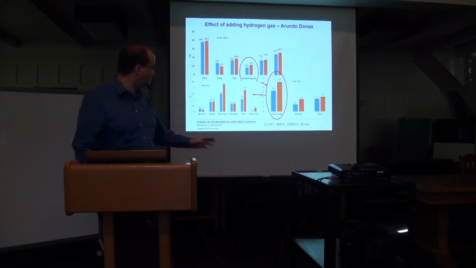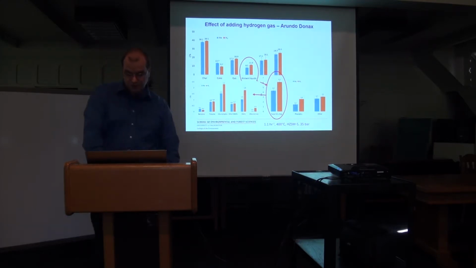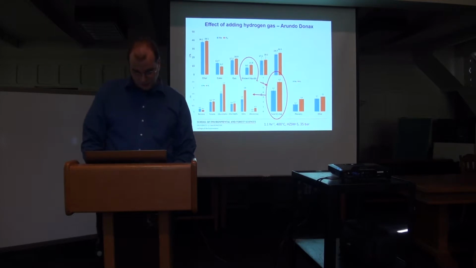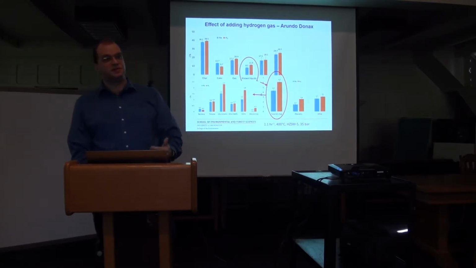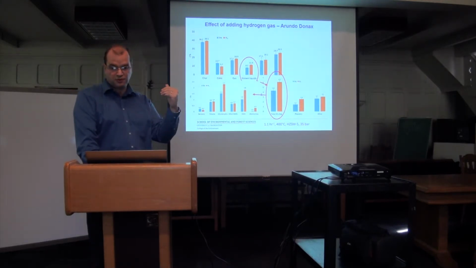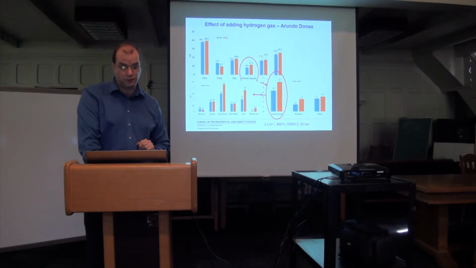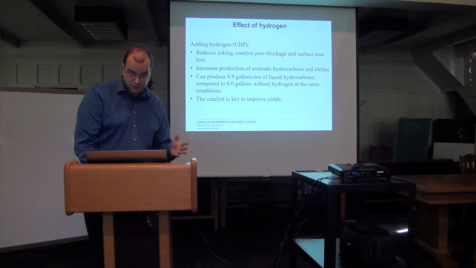Okay, and what is the composition of these hydrocarbons? You can see here we have aromatics mostly, and just a little bit of the alkanes. So by using the HZSM5 catalyst and hydrogen, we accomplish our goal to produce aromatics, not quite yet in terms of alkanes. Okay, so that's the effect of the hydrogen.